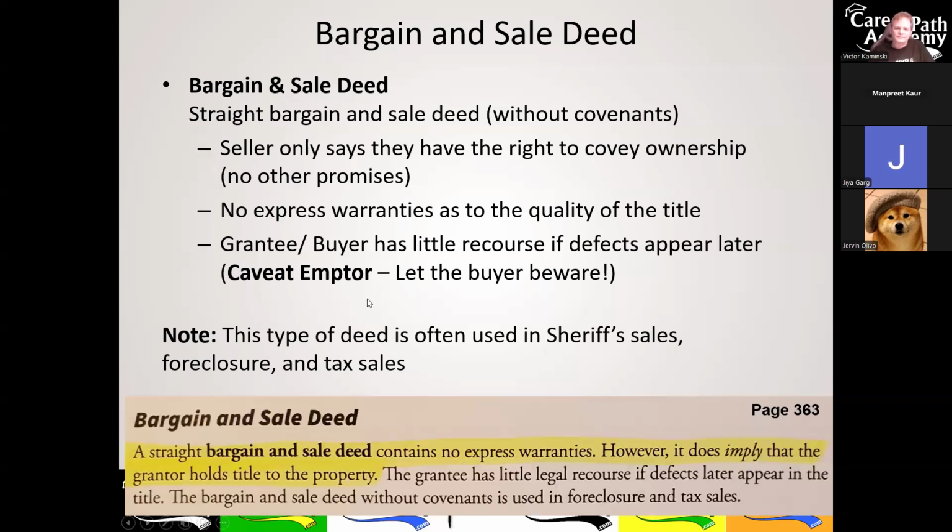Caveat emptor is how this is pronounced. You could add this term to your definition sheet. It's not pronounced caveat emptor, even though it's spelt that way. It's a Latin term. It means let the buyer beware in Latin. Caveat emptor, let the buyer beware.